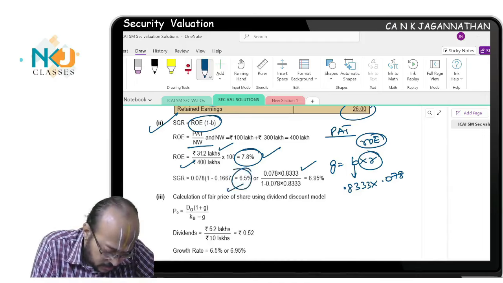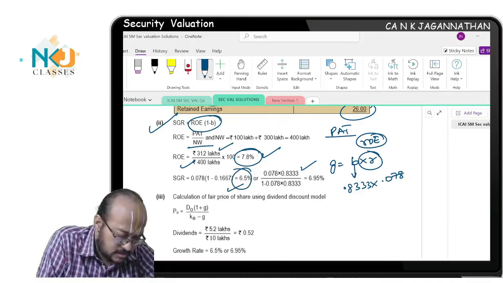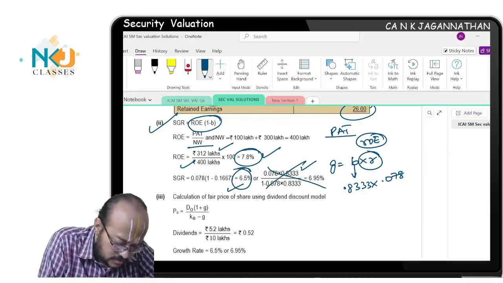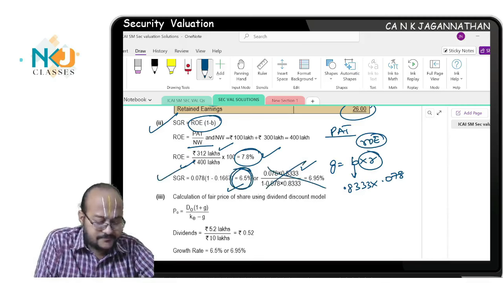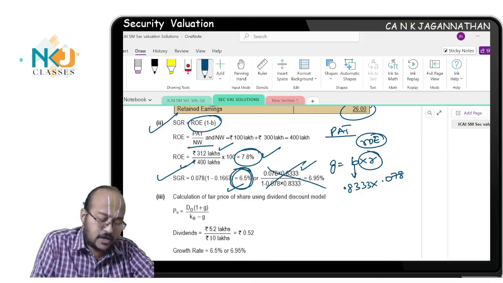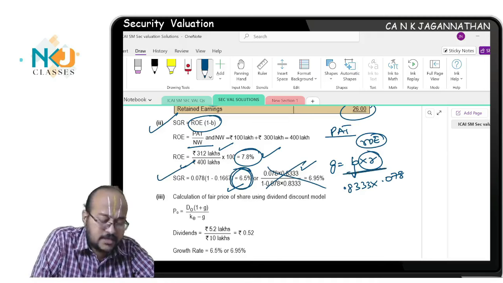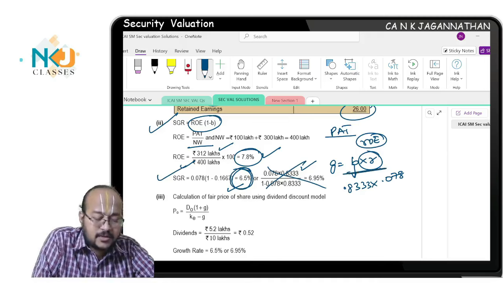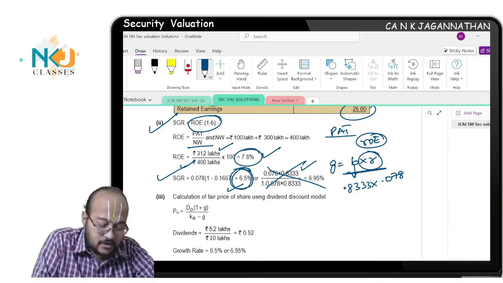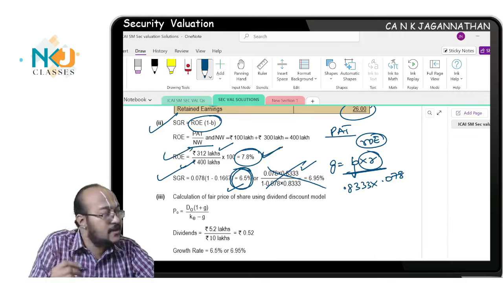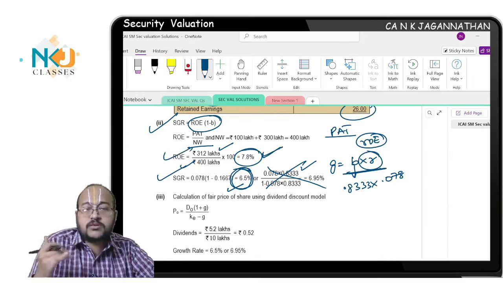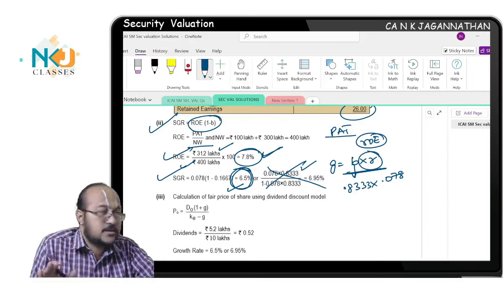Here what they have given, 1 minus, okay, this you follow. The 6.5 percent is the growth rate, which is SGR. Simply G is nothing but B into R. R is return on equity and B is retained earnings. Return on equity you compute by applying this formula, PAT by net worth. Net worth is nothing but equity share capital plus reserves and surplus.